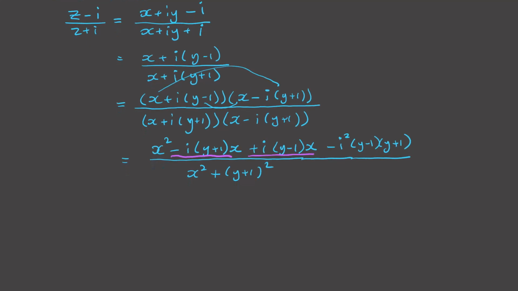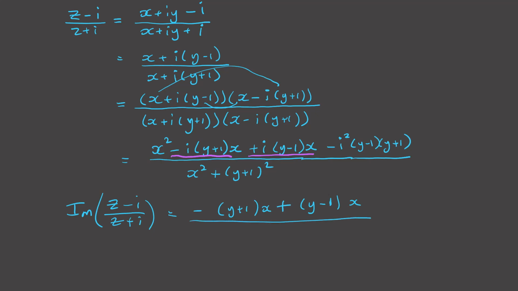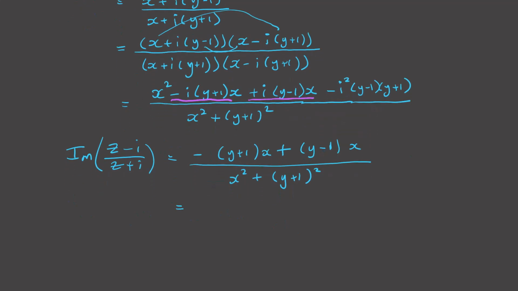So to simplify what we're doing here, let's now look at the imaginary part of z minus i over z plus i, and that's going to be negative (y plus 1)x plus (y minus 1)x. And of course we don't need the i's for the imaginary parts, it's just the coefficients, so we'll get rid of those i's, over x squared plus (y plus 1) squared. Okay, great, let's keep going with that.